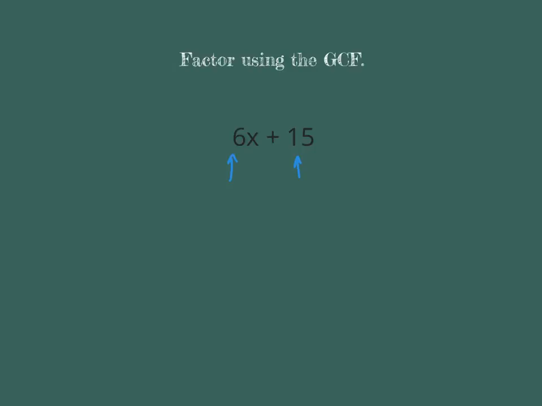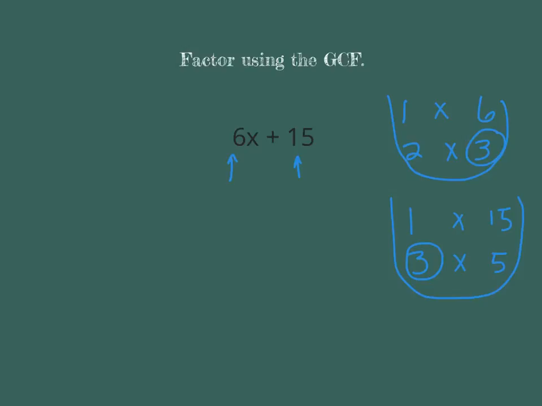So if I list the factors of 6, I've got 1 times 6 and 2 times 3. Those are my factors of 6. If I list the factors of 15, it's 1 times 15. I've got 3 times 5, and that should be my factors. The greatest factor that they have in common is going to be 3. So we're going to factor out a 3 from this problem.